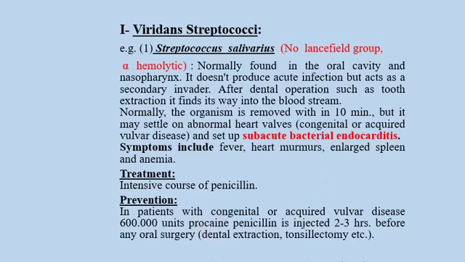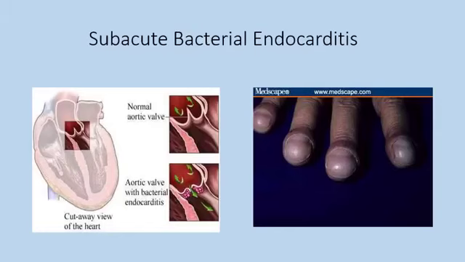Prevention, we finished this. Go back to the second slide. Here, this is a picture showing the normal aortic valve, and here the aortic valve with bacterial endocarditis. Sometimes the patient with subacute bacterial endocarditis has certain deformity in his nails, like this picture. Okay? So there are changes in the shape of the fingernails, as the picture shows here.